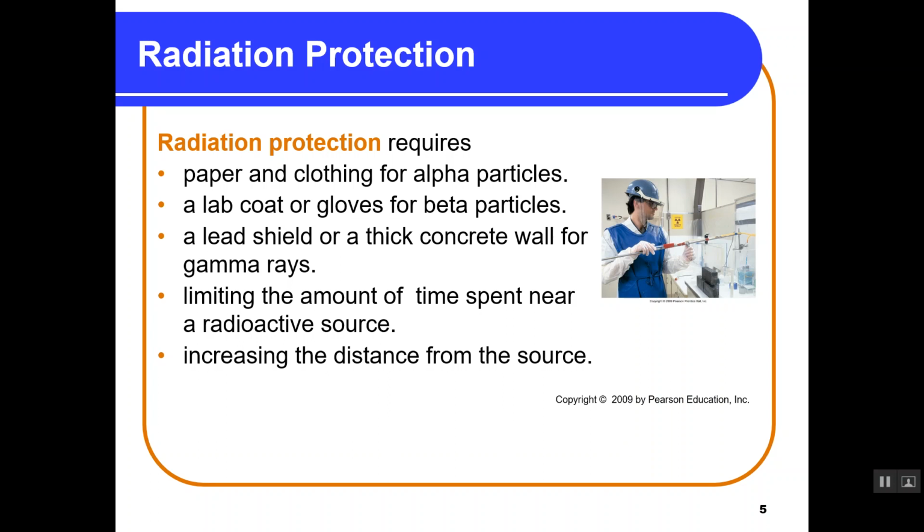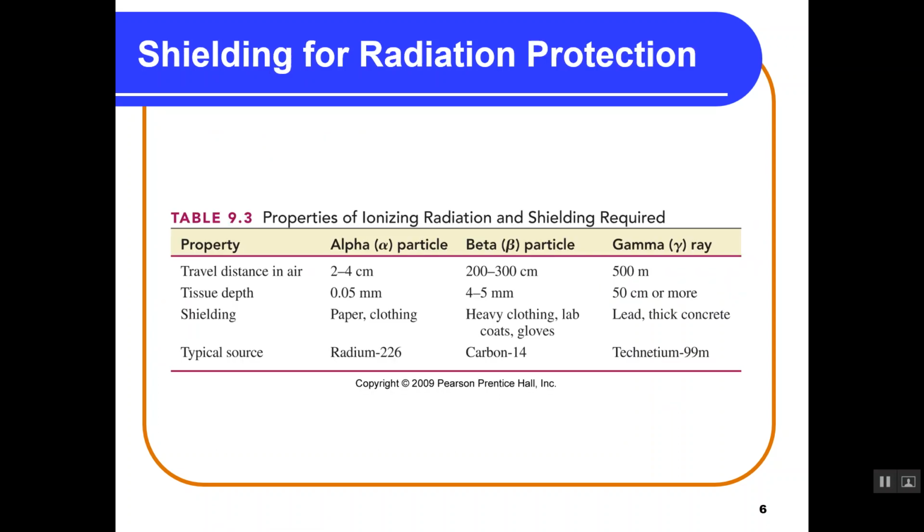So as stated here, the radiation protection requires some paper and clothing for alpha particles, right? If you're working with radiation which produces alpha particles, a lab coat or gloves for beta particles, and in the case of gamma rays, you're going to need a lead shield or a thick concrete wall for gamma rays, all right? You have to also limit the amount of time spent near the radioactive source and also try to increase the distance from the source. So these are precautions that are normally taken by people working in these industries, the nuclear industry.